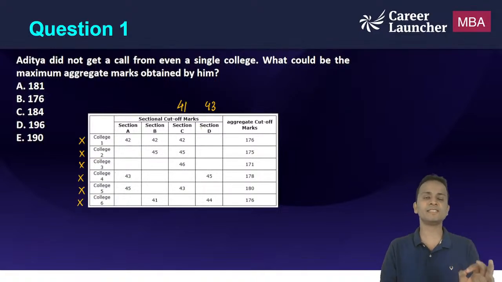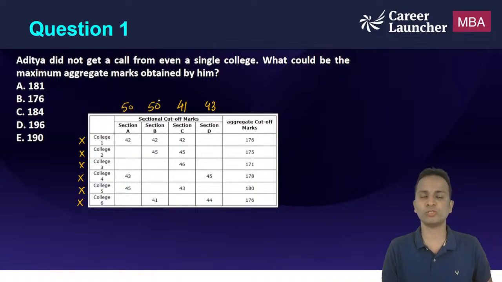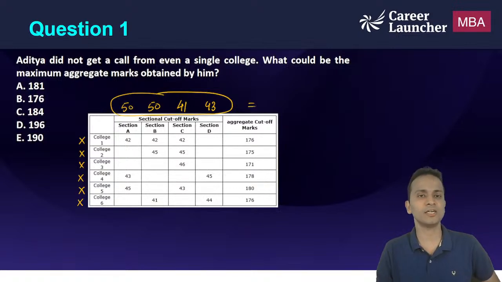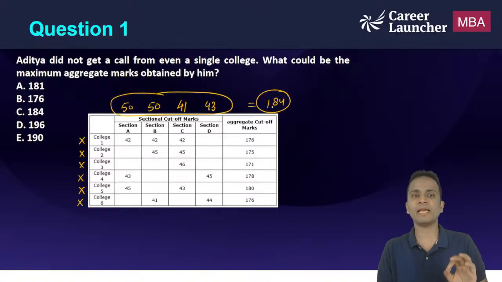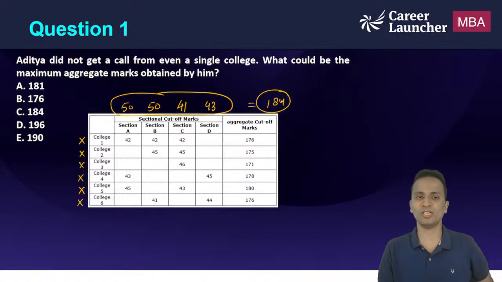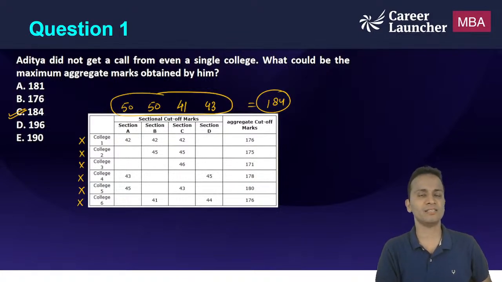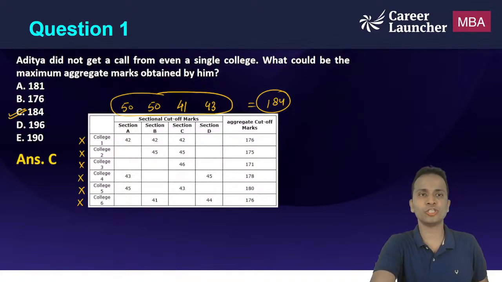So getting 41 in C and 43 in D will ensure that I'm not getting a call from any of the colleges. Now you can score 50 and 50 in the first 2 sections to maximize the aggregate score, and the sum of these 4 scores, that is 100, 140, 180, 184 will be the maximum aggregate marks. 184 score करने के बाद भी I'm not getting call from any of these colleges. So the correct answer of this question will be 184. All right, a very logical way of handling the questions. I hope I'm clear, right? So let's move on and look at the next question, question number 2.